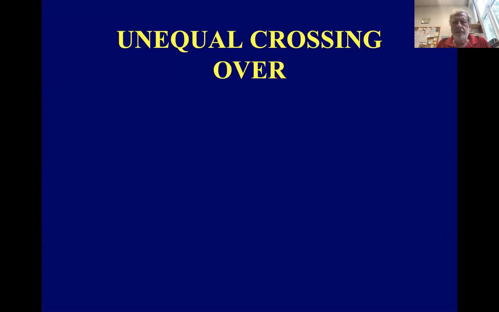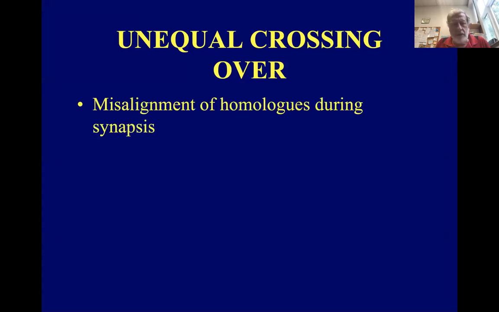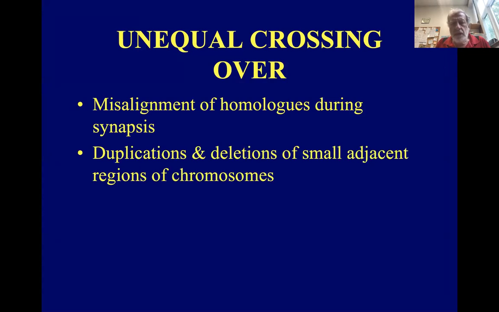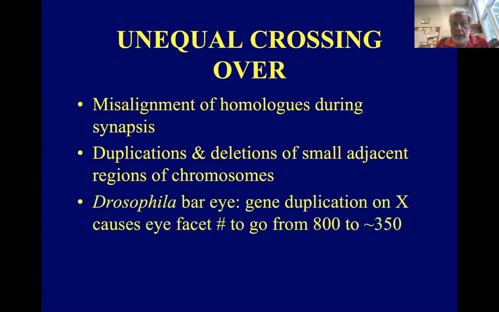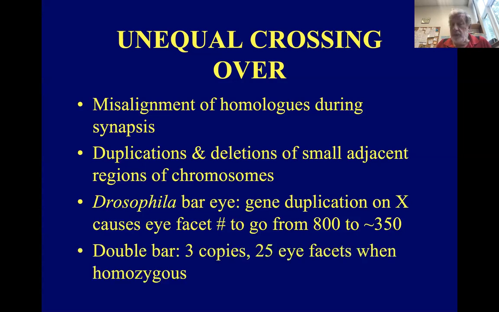Now, unequal crossing over, this is the misalignment of the homologous chromosomes during synapsis. It results in duplications and deletions of small adjacent regions of chromosomes. In Drosophila fruit flies, there's something called the bar eye. So a duplication of a small region on the X chromosome causes their eyes to become smaller and bar-shaped. Normally the compound eye in these flies has about 800 little facets, or ommatidia is the official term for that. And flies with the bar eye have less than half, about 350. There's a double bar allele, which is 3 copies of that gene, and that makes even smaller eyes.